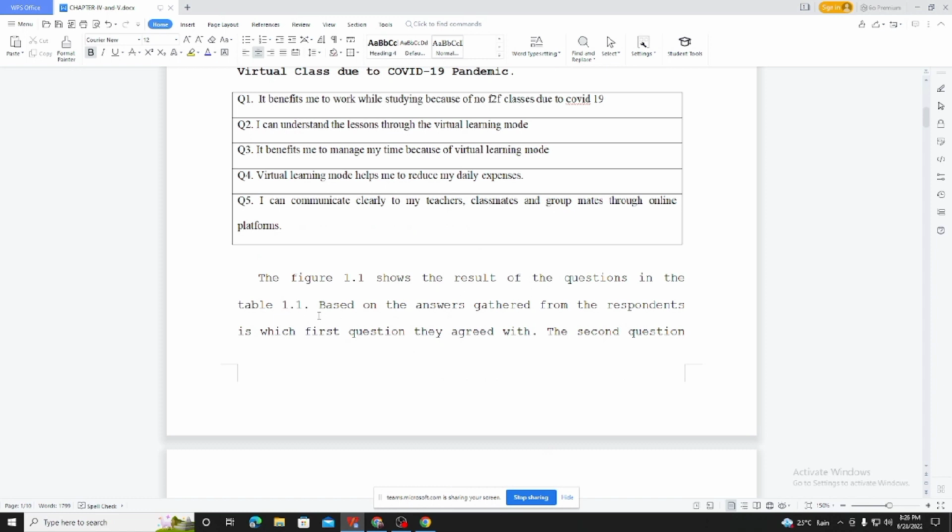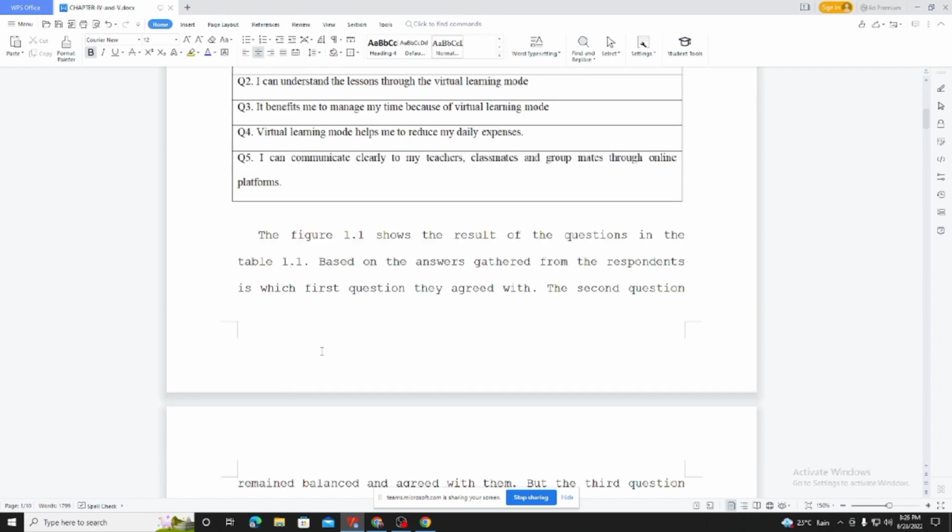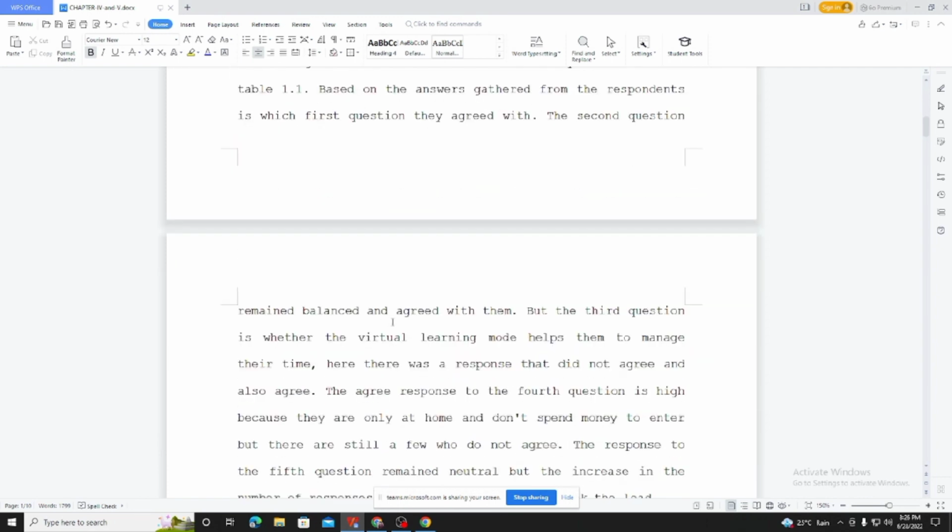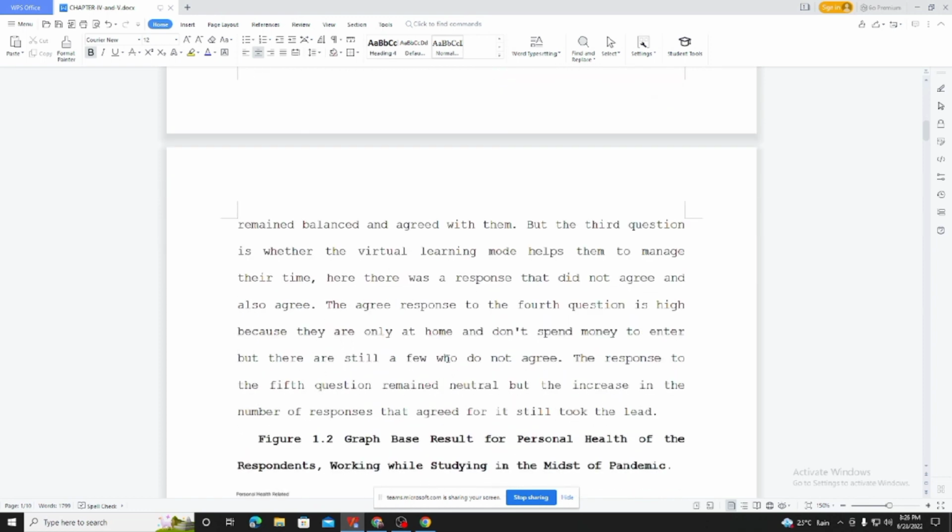Based on the answers gathered from the respondents is which first question they agreed with. The second question remained balanced and agreed with them. But the third question is whether the virtual learning mode helps them to manage their time. Here, there was a response that did not agree and also agree.